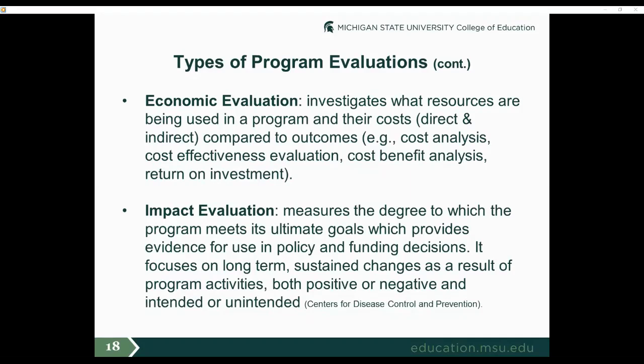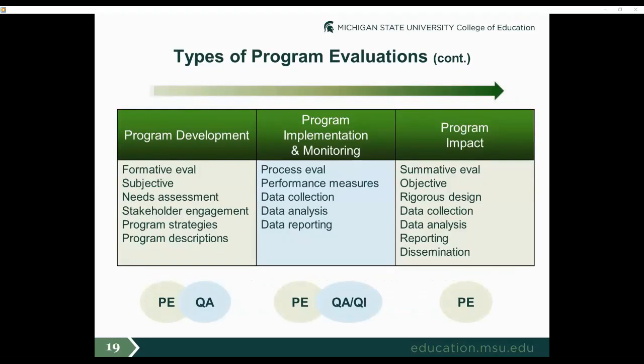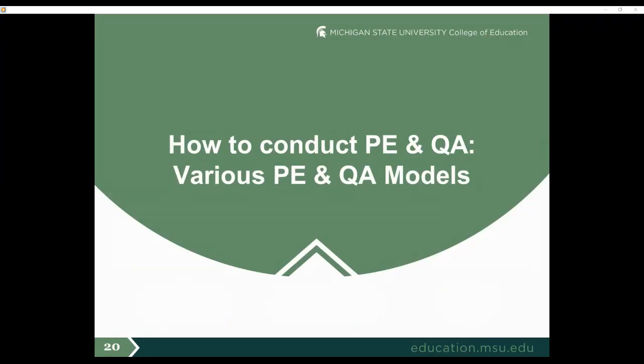So slide 19 really shows you a continuum of the types of program evaluation, starting at the far left with more formative, subjective kinds of evaluation. In the middle, you've got your process evaluation, where you're really looking at impact during the time that services are being delivered. And finally, the summative or more objective evaluation at the end, which typically has a more rigorous design, lots of data collection and analysis, reporting and dissemination of results. In this next section, we're going to talk specifically about various PE and QA models that are in use today in a variety of settings.